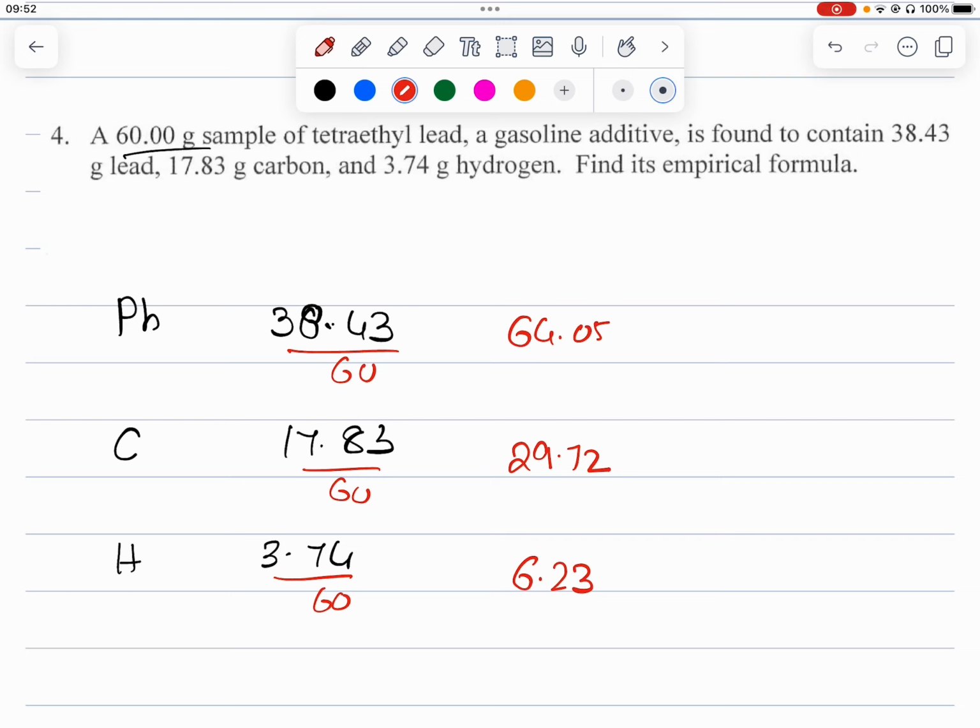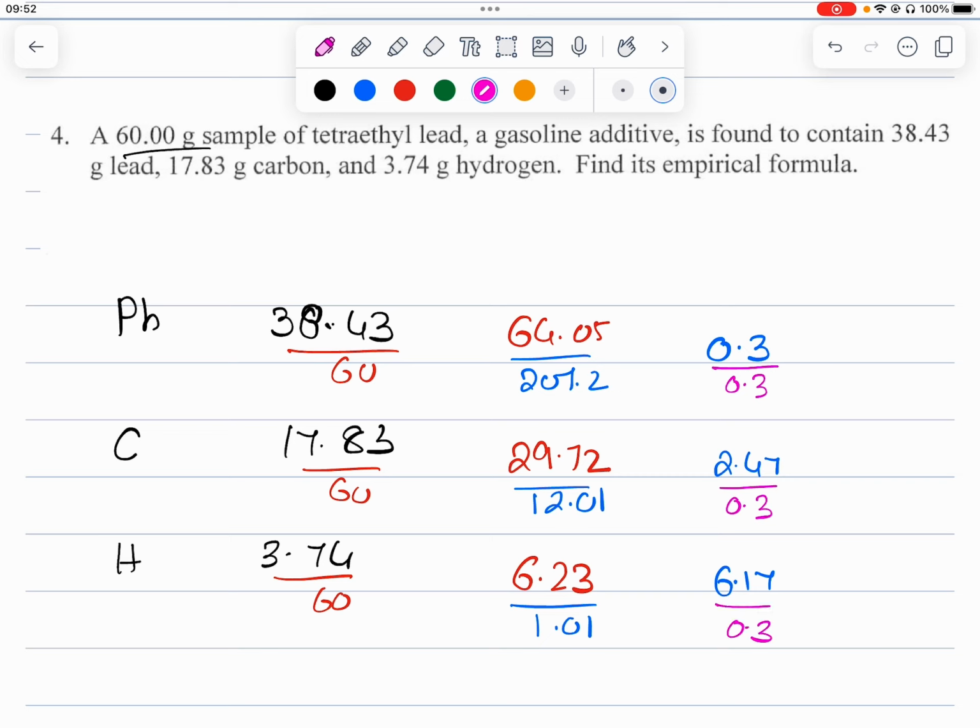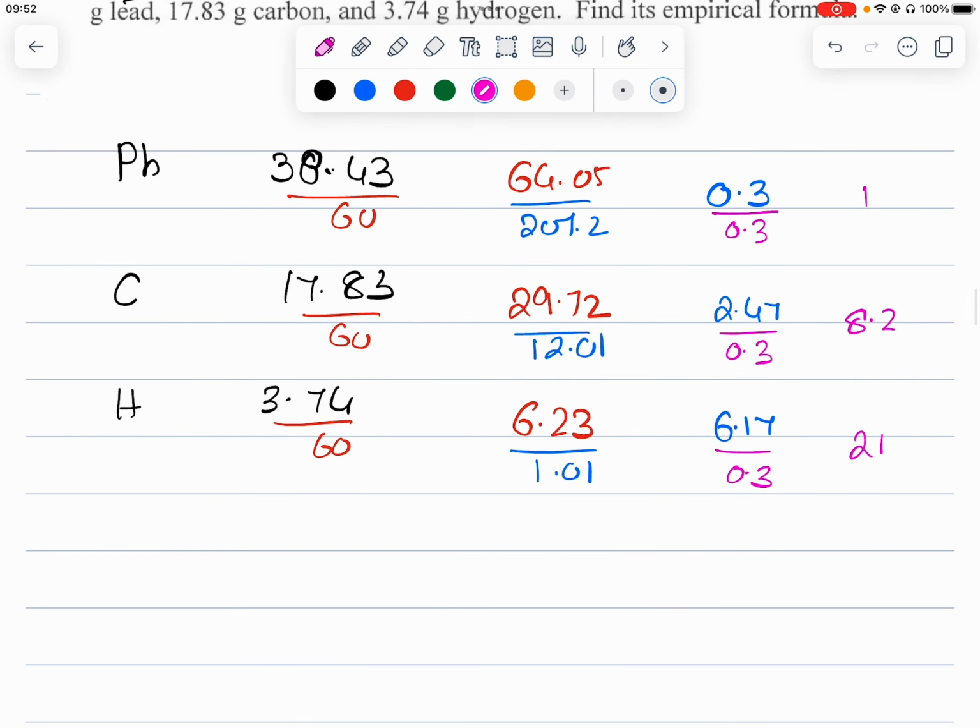Further, I will be dividing by the atomic masses: lead is 207.2, carbon is 12.01, and hydrogen is 1.01. So what am I going to get? I am going to get 0.3, 2.47, 6.17. Now, which is the smallest one? The smallest one is 0.3. So dividing by 0.3, what am I going to get? 1, 8.2 and 21. So it is Pb, C8 and H21. This is going to be the answer.